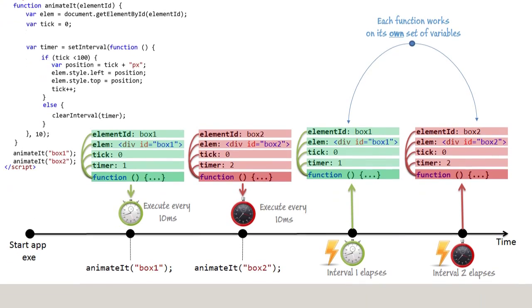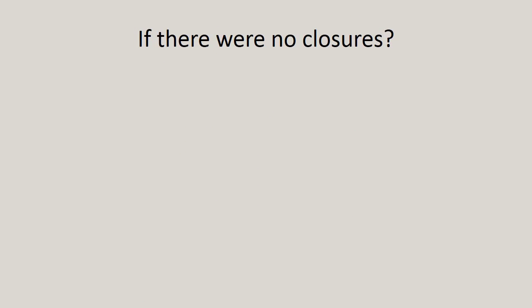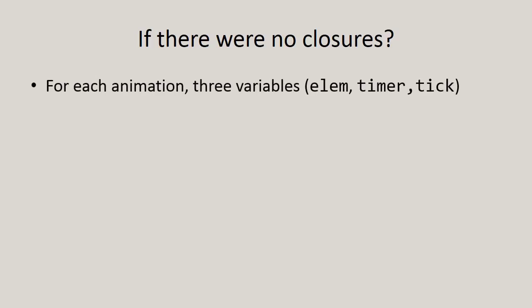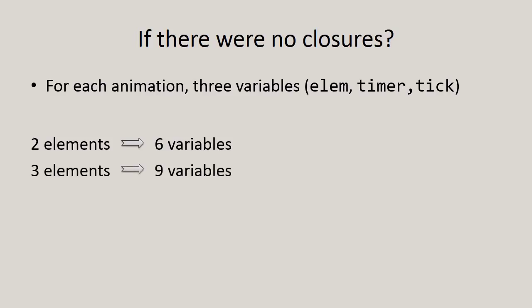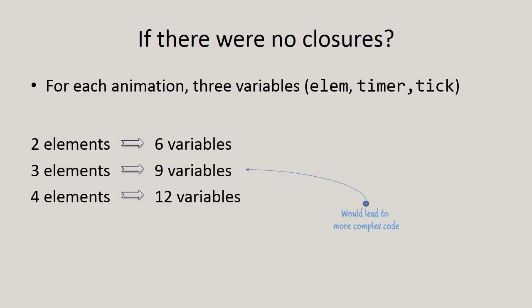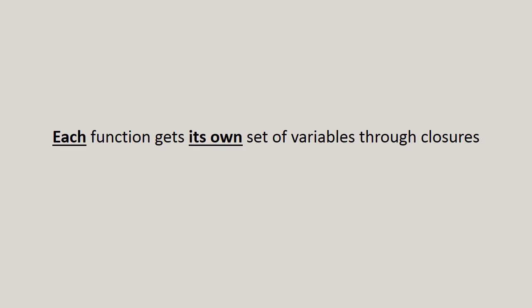Now imagine for a second that this wasn't the case, if there were no closures. In that situation, for each animation, we would have to keep track of 3 variables: the animated element, the timer ID, and the number of ticks. So if we wanted to animate 2 elements, there would be 6 variables, 3 elements, 9 variables, and so on. This would lead to more complex code that would be more difficult to understand. With closures, this is done automatically. So each interval function gets its own set of variables automatically through closures. This significantly simplifies the code.